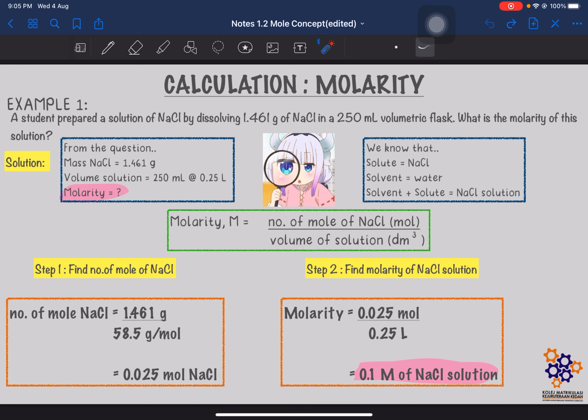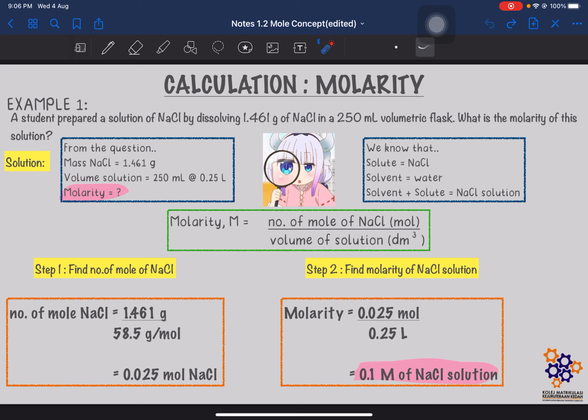Here, the question already gave us the volume of solution, which means that this one is settled. So what we need to do to find molarity is find the number of mole first, because we don't know the number of mole. The question just gave us the mass of sodium chloride, so we can use that to find the number of mole of sodium chloride. So step 1 is we need to find the number of mole of sodium chloride first. Number of mole of sodium chloride is mass divided by molar mass. So 1.461 gram divided by the molar mass of sodium chloride, 58.5 gram per mole. So you will get 0.025 mole of sodium chloride.